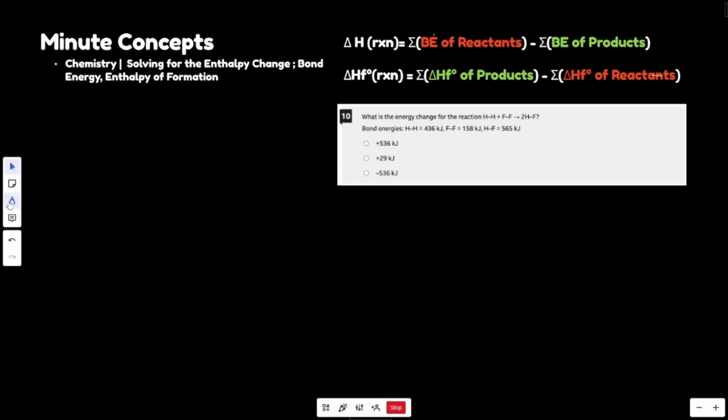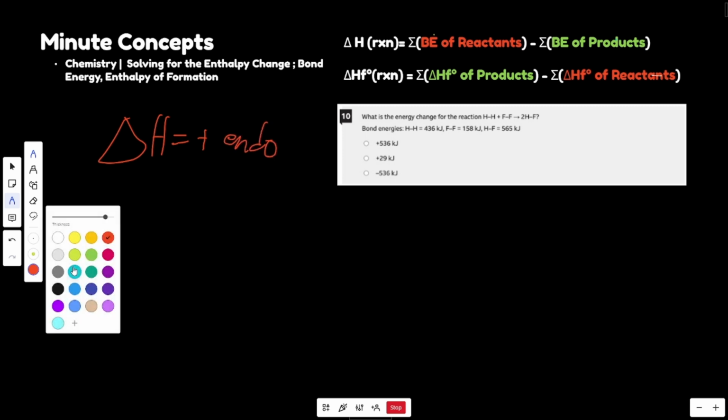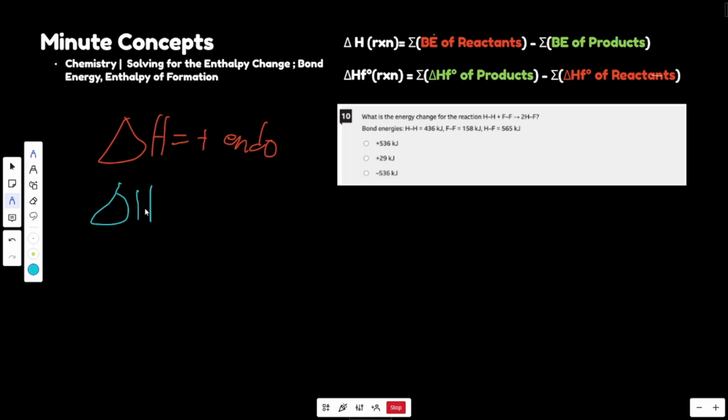What is enthalpy? Enthalpy or enthalpy change is the quantification of the flow or change of heat energy within a system, or just in general energy of a system. When energy is absorbed by the system, we have a positive enthalpy change, and this is endothermic. And when we have a loss of energy from the system, that's negative enthalpy, and that's exothermic.